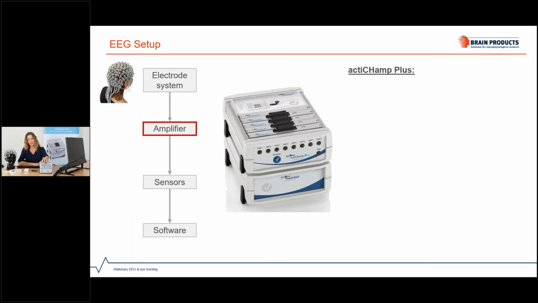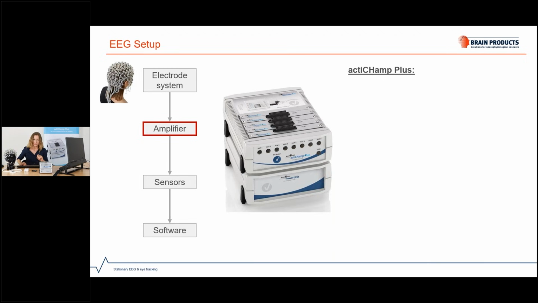The sampling rate of this amplifier can go really high, up to 100,000 Hertz, which is quite special about this amplifier. A very nice feature are also these auxiliary channels that you can see in front. There are 8 auxiliary channels from which you can record data with additional sensors. For example, these could be physiological sensors, or it could be a photo sensor or something like this.